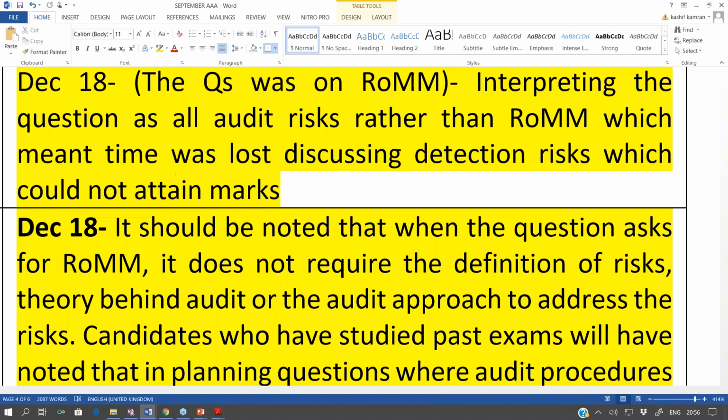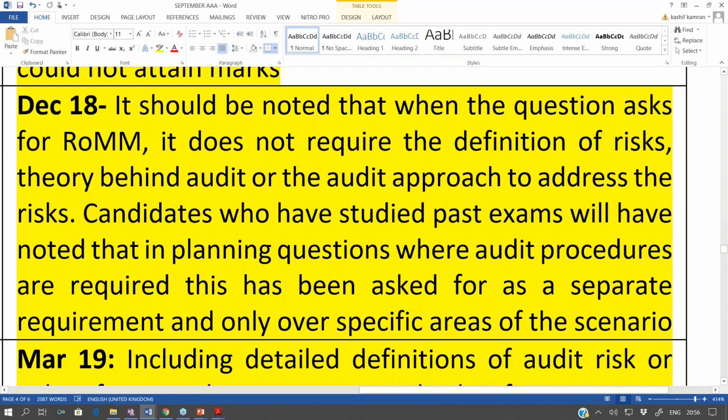And then look at this most important concern from the very recent report, December 18. It should be noted that when the question asks for ROMM, it does not require the definition of risk. Did I start writing my briefing note with the definition of audit risk? So it does not require the definition of risk, or theory behind audit. We're not writing theory, right? We're writing audit risk from the case study or the audit approach to address the risk.